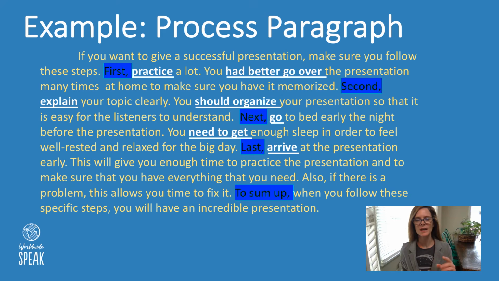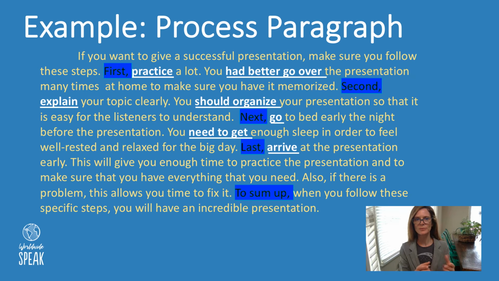Now let's look at this again, and I have highlighted and underlined the really important pieces that you must have in your process paragraph so that it is clear and effective. So I have highlighted all of the transition words that I used in my example. We have first, second, next, last, and to sum up. You have to have those pieces for your steps and your conclusion sentence. Then I went back and I underlined and bolded all of the phrases of advice and the imperatives.